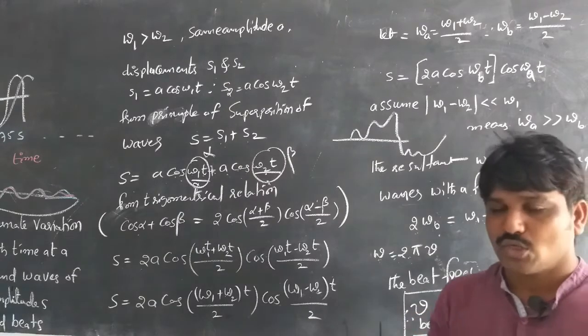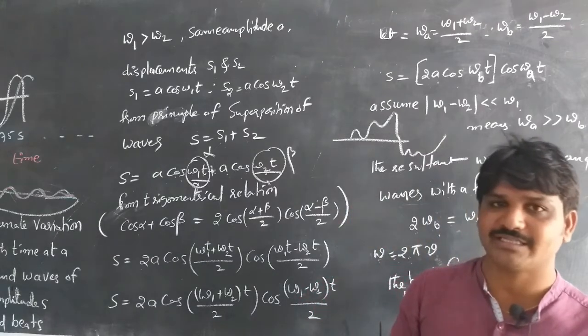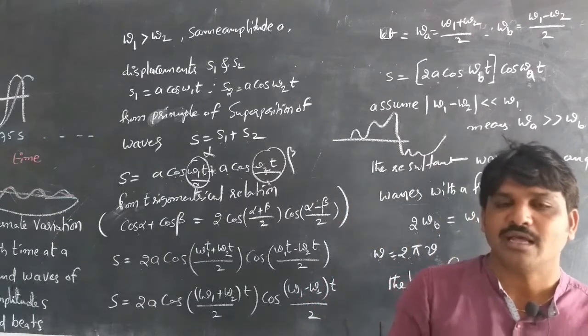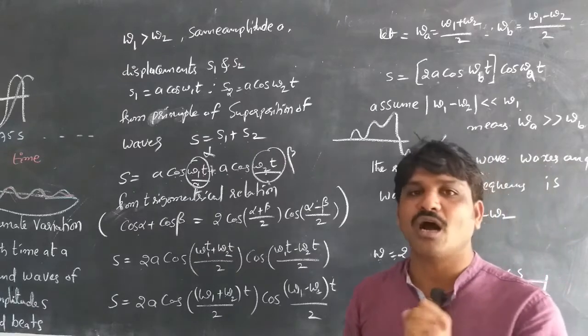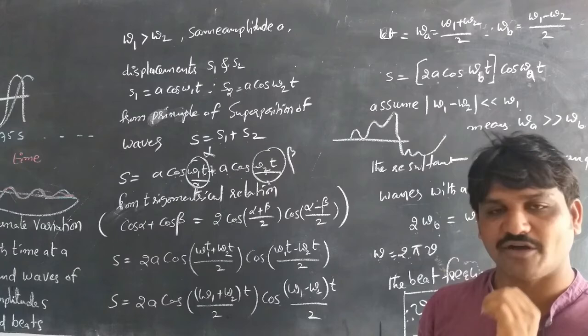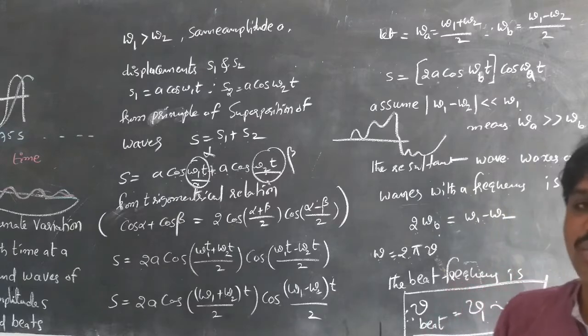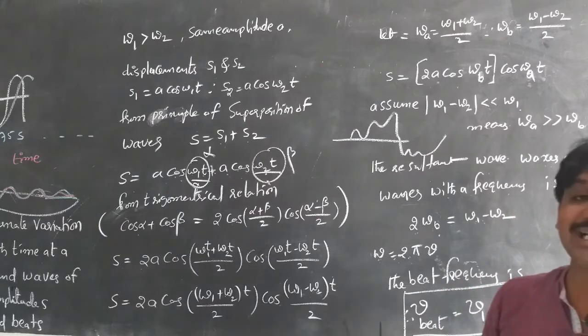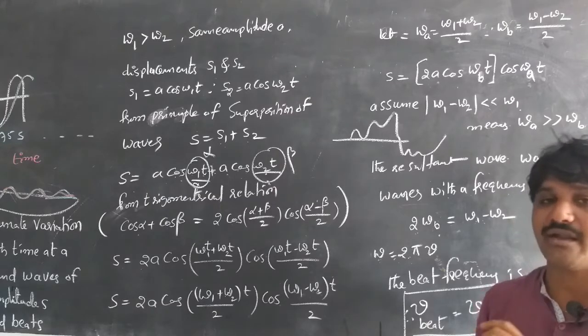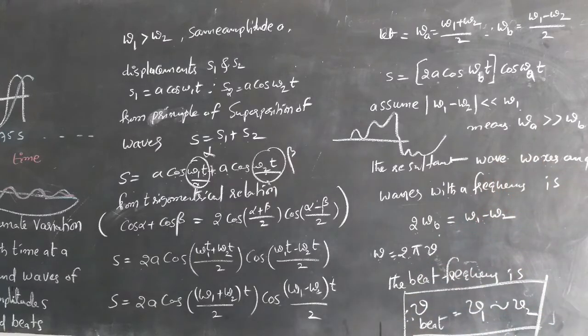Once again, when two waves of slightly different frequency, nearly equal frequency or amplitude, are superimposed on each other, the phenomenon of alternate variation of intensity of sound with time at a particular position, when two sound waves of nearly the same frequencies and amplitudes superimpose on each other, is called beats.